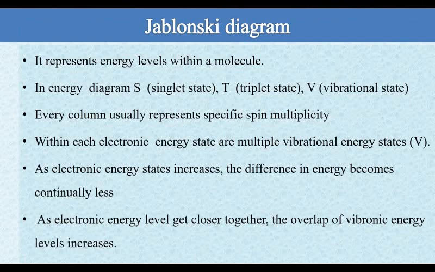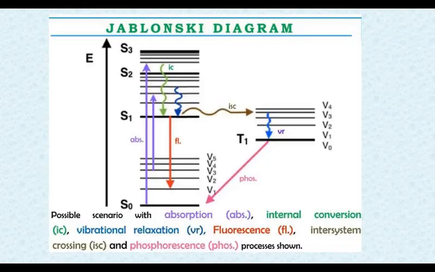The Jablonski diagram represents energy levels within a molecule. These energy levels are singlet states, triplet states, or vibrational states. Every column usually represents a specific spin multiplicity. Within each electronic energy state are multiple vibrational energy states. As the electronic energy state increases, the difference in energy becomes continuously less. As the electronic energy levels get closer, the overlap of vibronic energy levels increases and they come closer to each other. Here is the main Jablonski diagram.